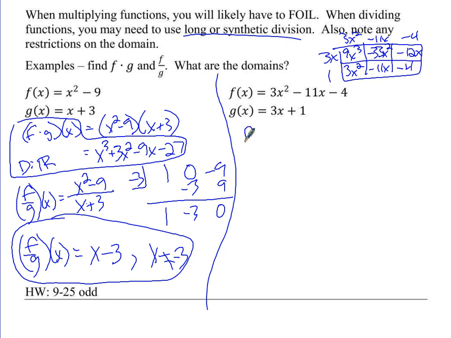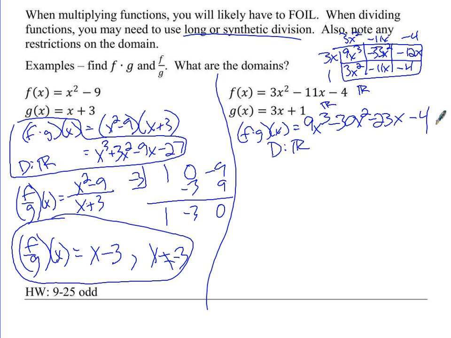Good. So that means that f times g of x equals, to the third. Okay. And what about the domain? Yep, this one is all real numbers. Because the domain of this one is all real numbers, and the domain of this one is all real numbers, the domain of a polynomial is all real numbers. So there's our answer for f times g of x.